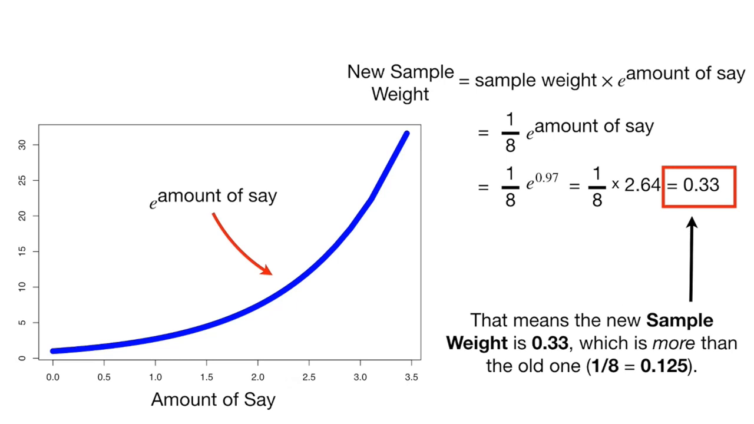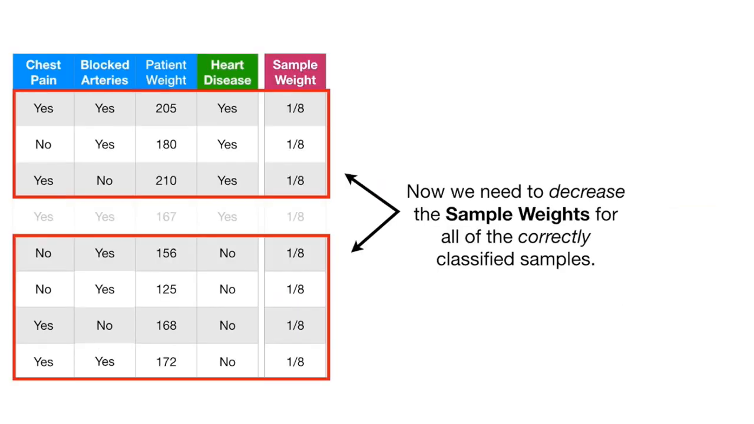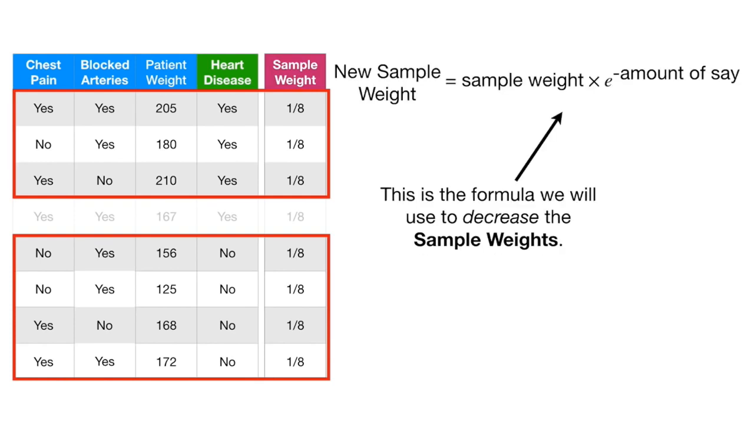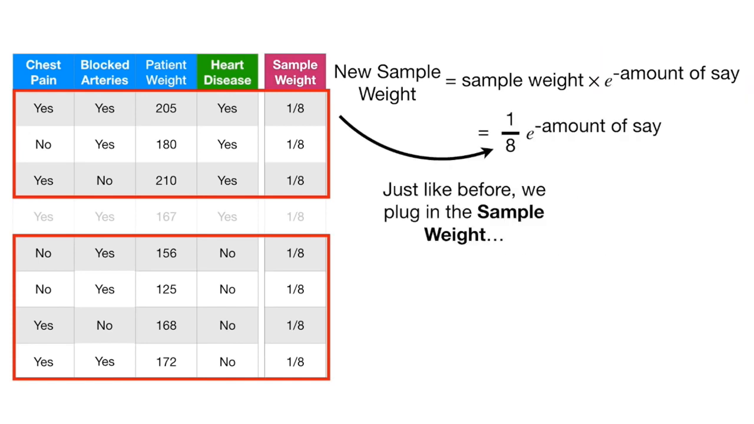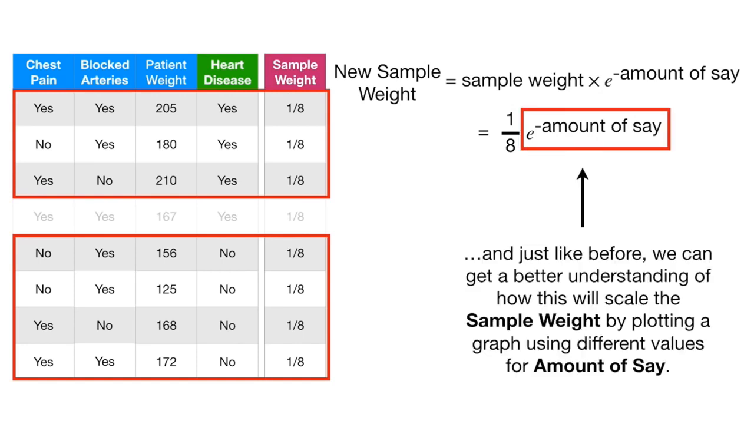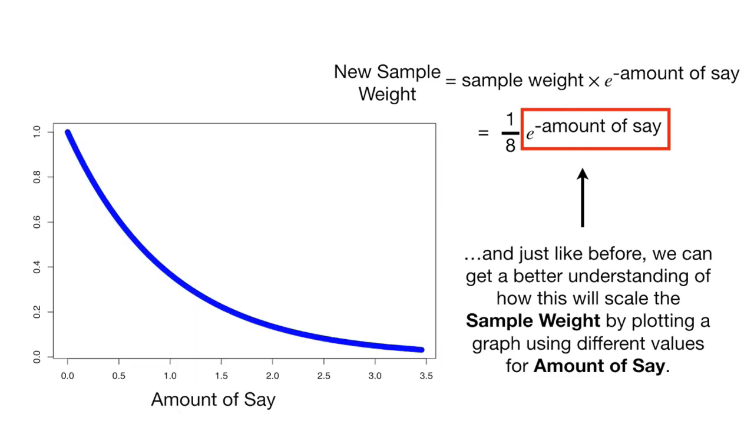Now we need to decrease the sample weights for all of the correctly classified samples. This is the formula we will use to decrease the sample weights. The big difference is the negative sign in front of amount of say. Just like before, we plug in the sample weight, and just like before, we can get a better understanding of how this will scale the sample weight by plotting a graph using different values for amount of say. The blue line represents e raised to the negative amount of say.